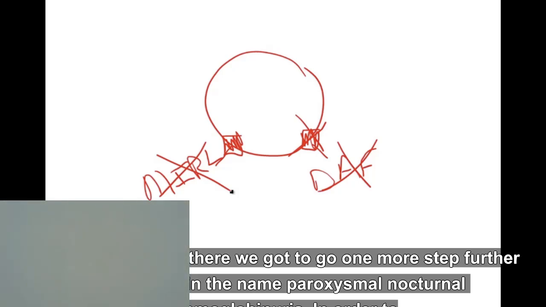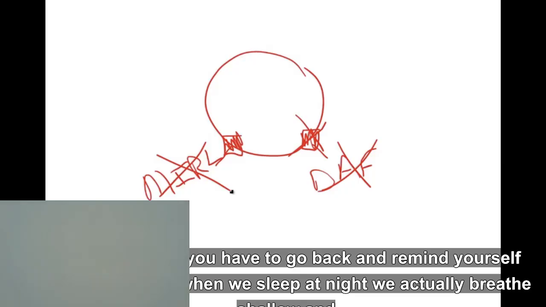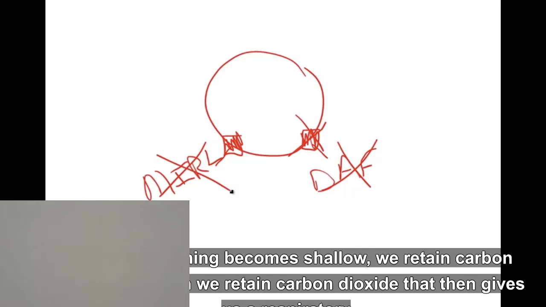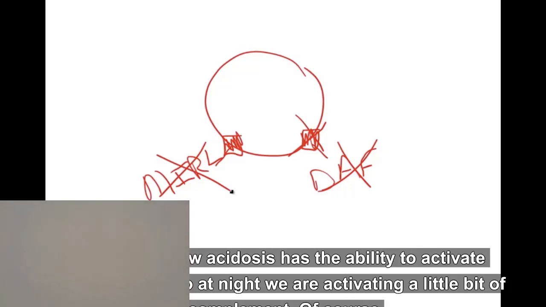In order to understand this, you have to remind yourselves from physiology that when we sleep at night, we actually breathe shallow. And when our breathing becomes shallow, we retain carbon dioxide. When we retain carbon dioxide, that gives us a respiratory acidosis. Now, acidosis has the ability to activate complement. So at night, we are activating a little bit of complement.